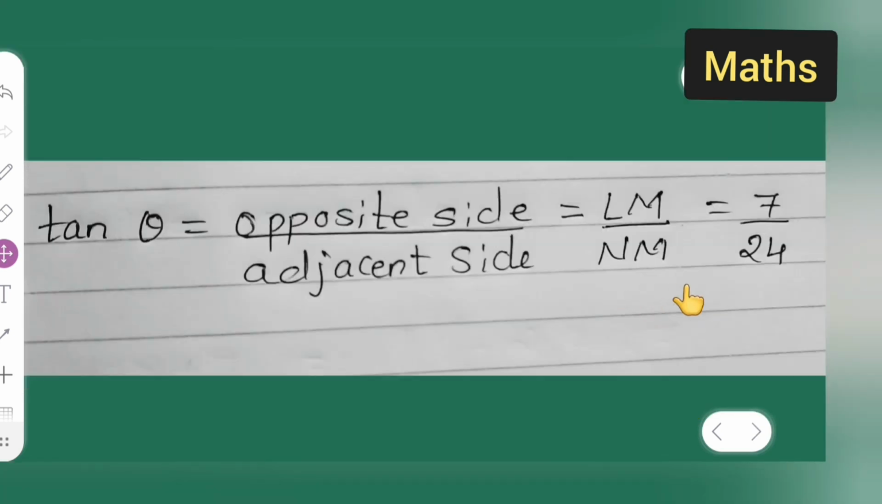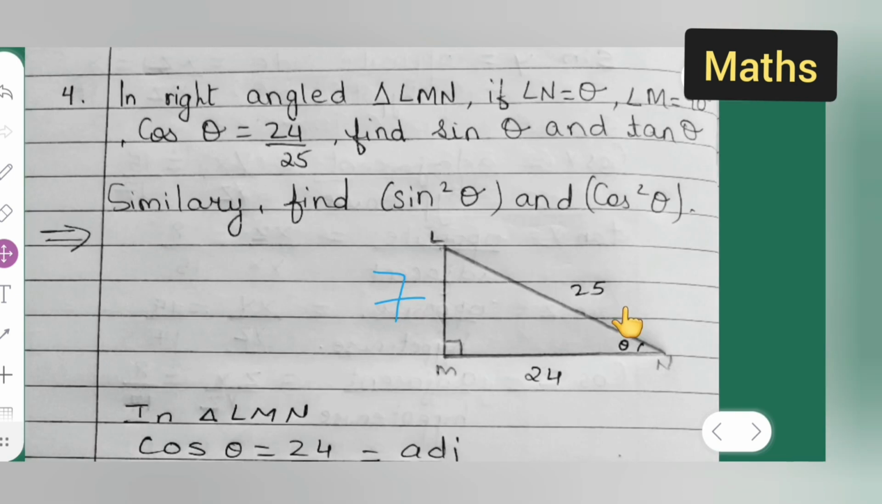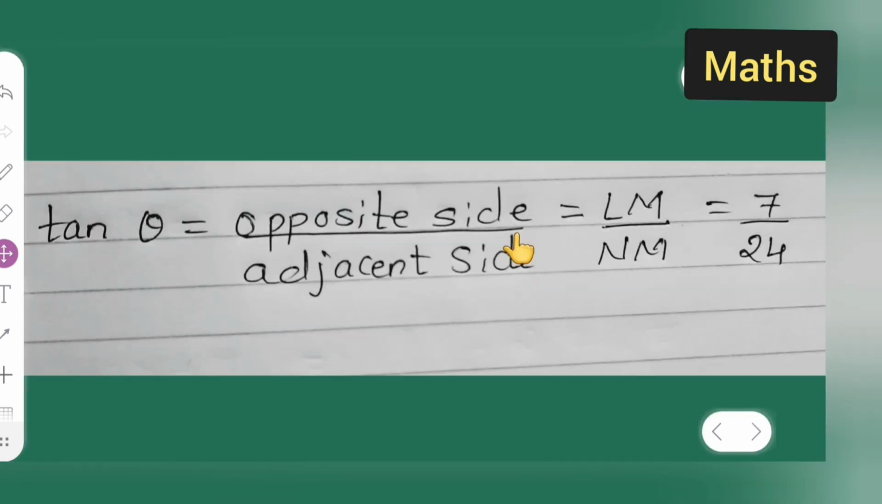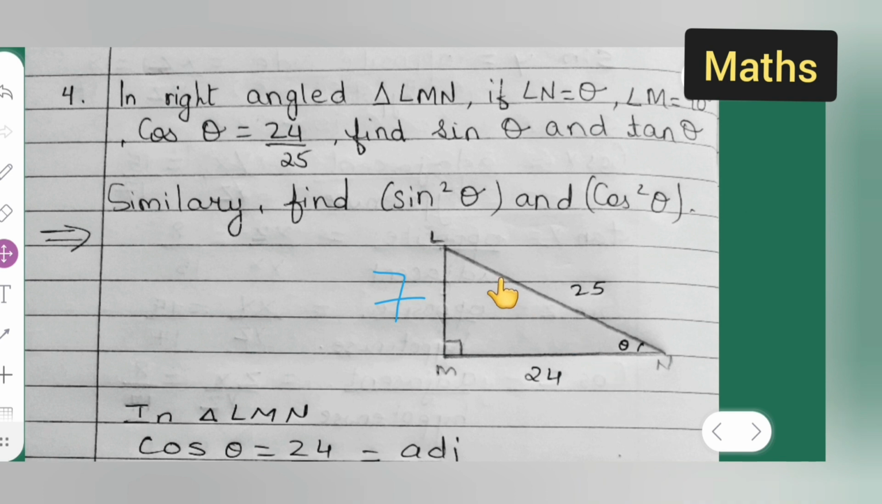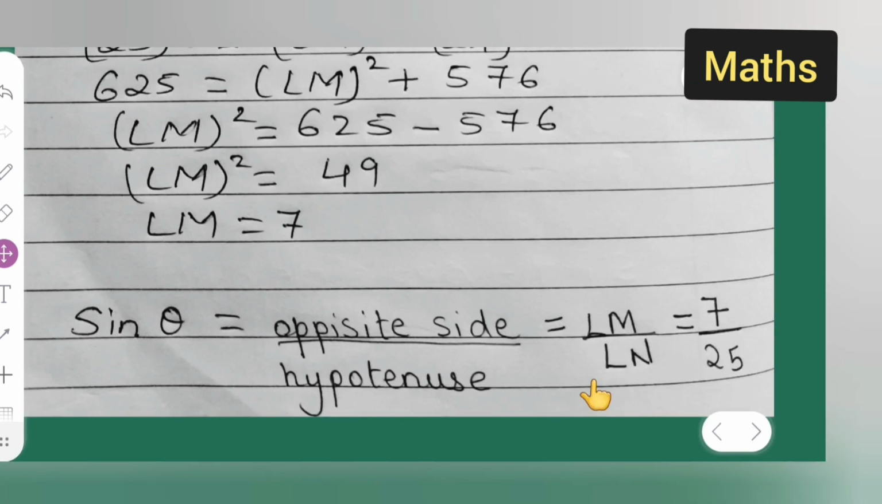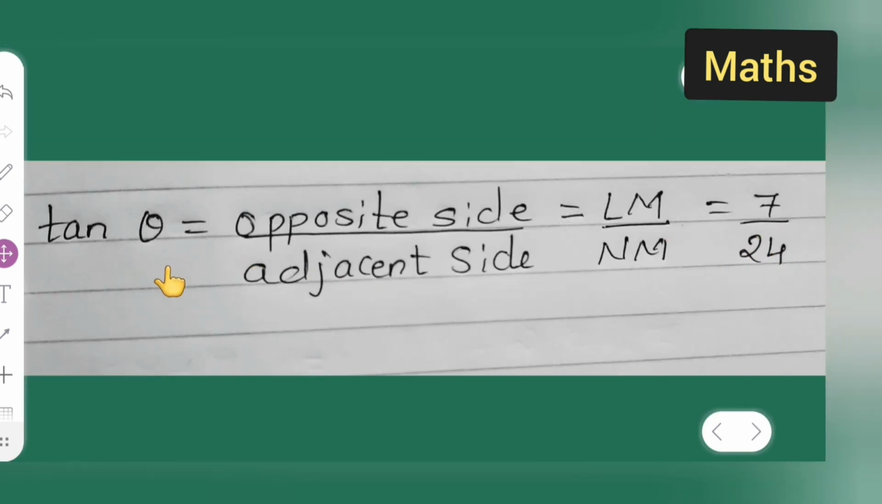Next, what we need to find is tan theta. The formula is the opposite side of angle theta upon the adjacent side of angle theta. The opposite side of angle theta is LM, and the adjacent is MN. So LM upon MN, which is 7 upon 24, since MN is 24. So plug that value, 7 upon 24, for tan theta.